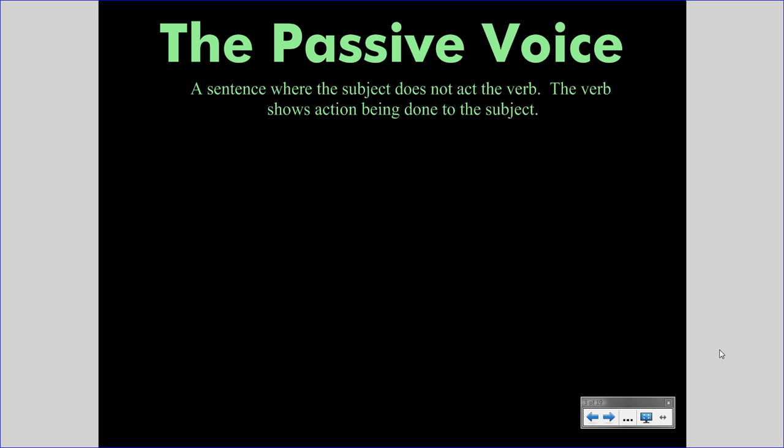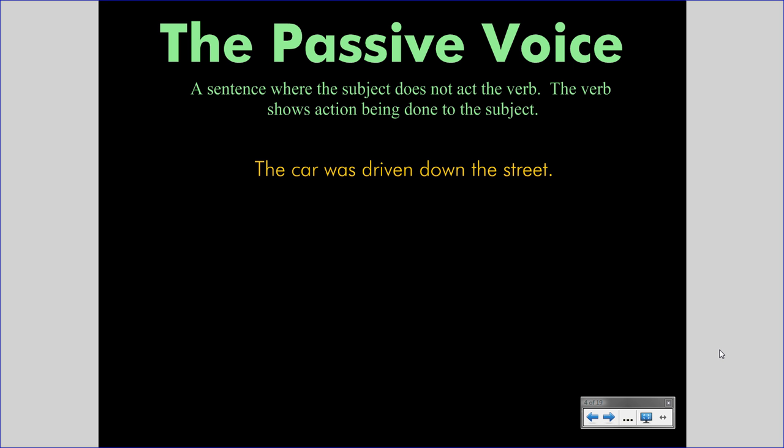But take a look at this one. The car was driven down the street. In this sentence, the verb is was driven, and the subject is car. Now you can see that in this case, car is not driving itself. Something is driving it. Hence the passive voice. So you have a sentence where that subject is receiving the action, not doing it.